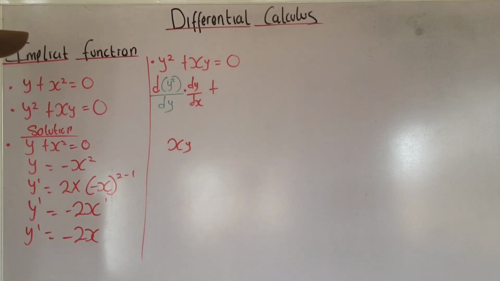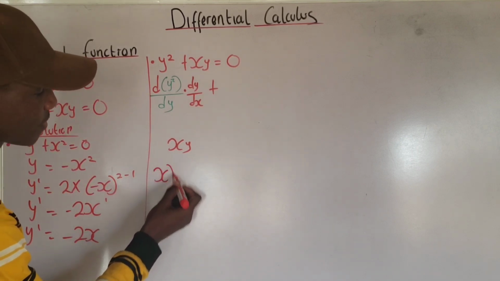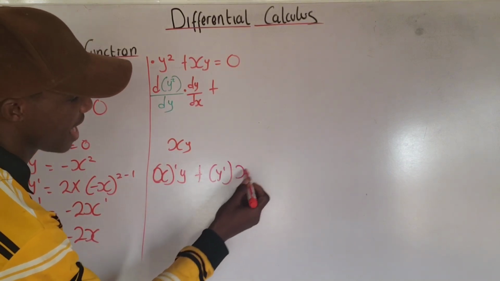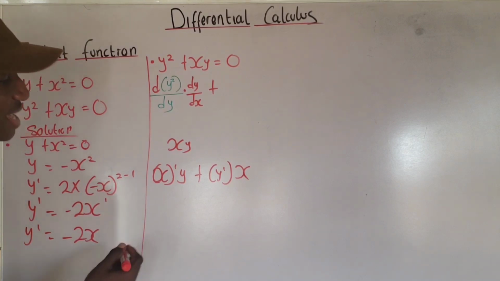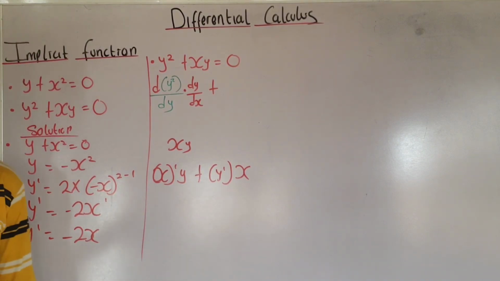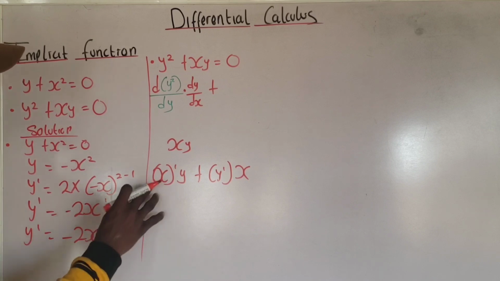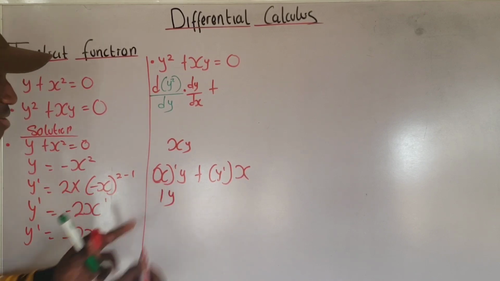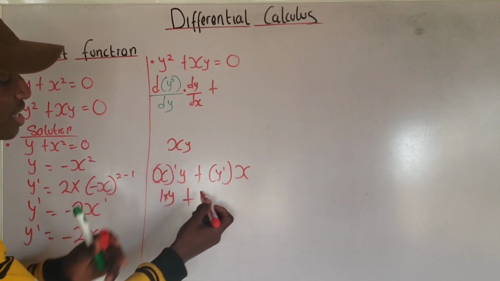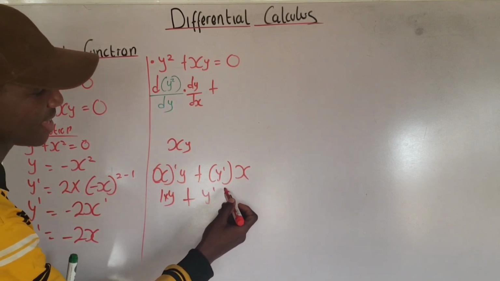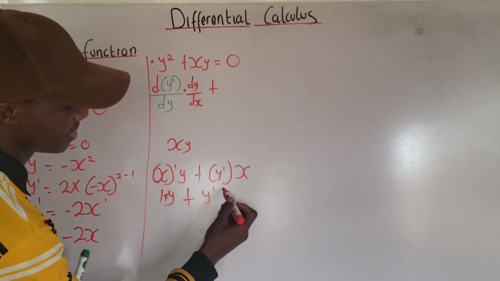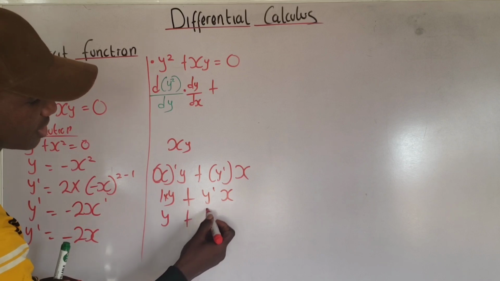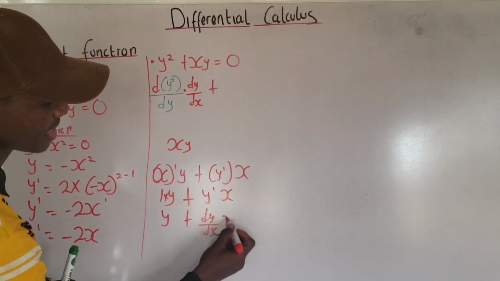According to the product rule, you are going to have the derivative of x multiplied by y, plus the derivative of y multiplied by x. And I told you, anytime you are differentiating y, you add dy/dx. So if you differentiate x, that will be 1. So I'm going to have 1 multiplied by y, plus the derivative of y multiplied by x. So here I'm going to have y plus dy/dx multiplied by x.